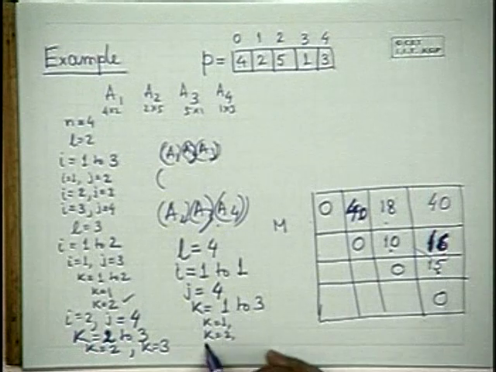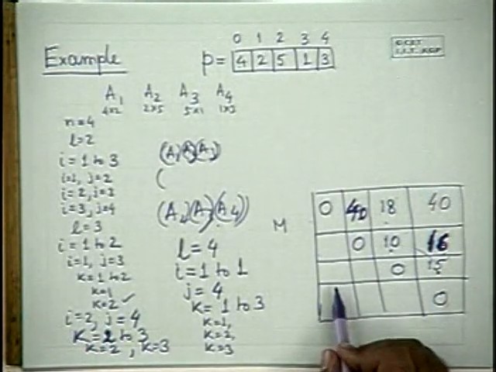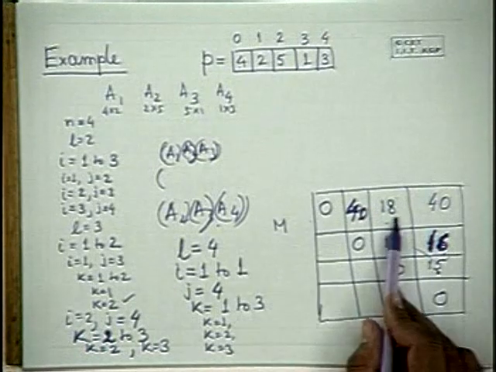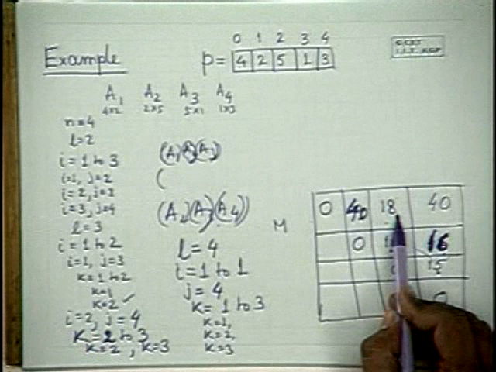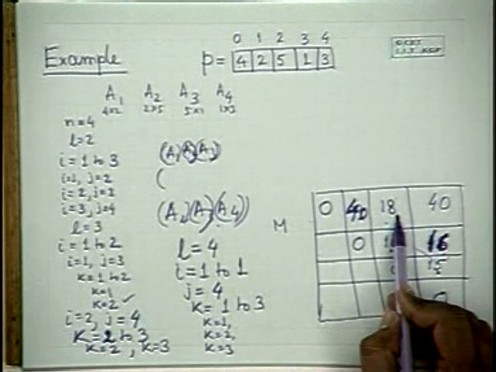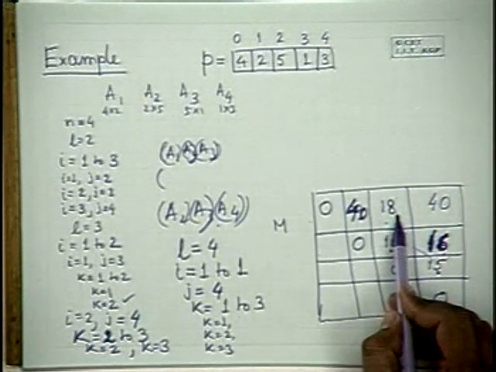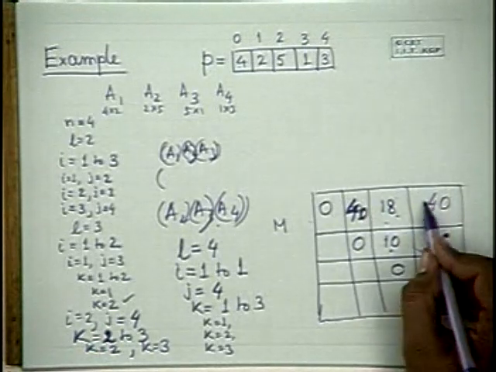So let's take now K is equal to 3. K is equal to 3 means M I K which is M 1 3. M 1 3 is 18 plus M 3 3 which is 0. So 18 plus, it should be 12, right? So 18 plus 12 is 30 and 30 is less than 40. So we just update 30.